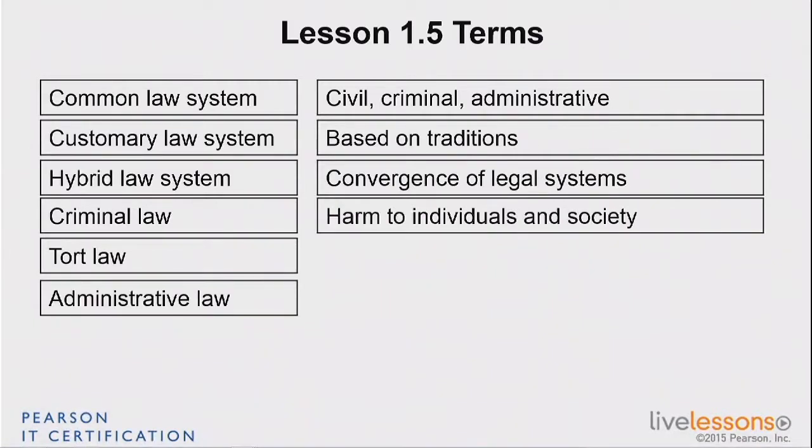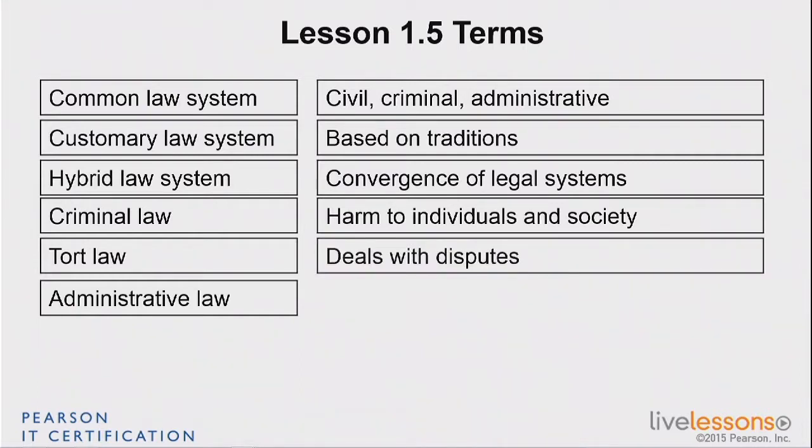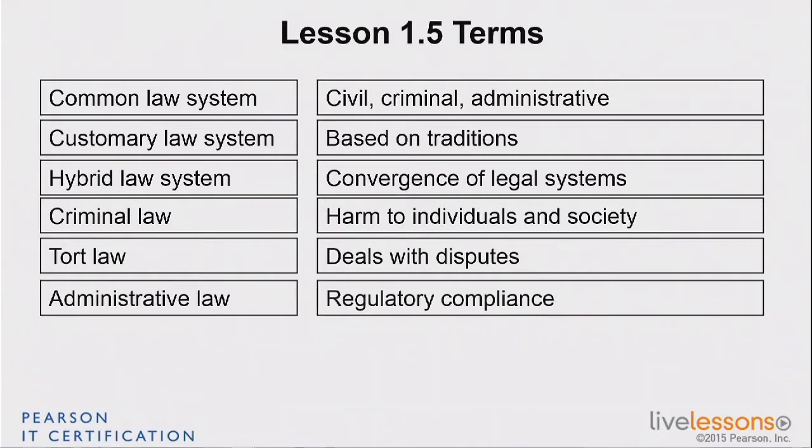Criminal law is when there is harm to individuals or society, remembering that only the government can prosecute a criminal case. Tort law, which deals with disputes, and those are disputes between individuals and corporations, or individuals and individuals, or corporations and corporations. It's when one sues another. And administrative law is based on regulations and requires compliance with the regulations. Common law, customary, hybrid, criminal, tort, and administrative law are all terms that you want to be really familiar with.